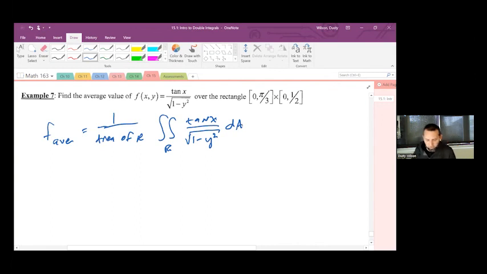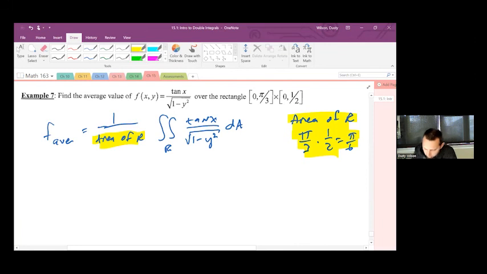Let's see if we can figure out what the R is. So our area of R, it looks like that would be pi over 3 times 1/2, or pi over 6.